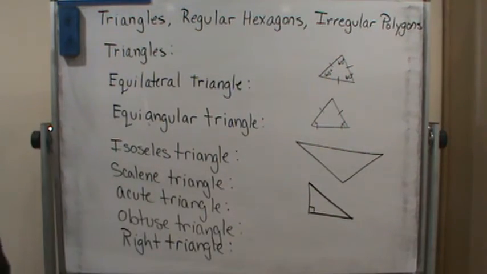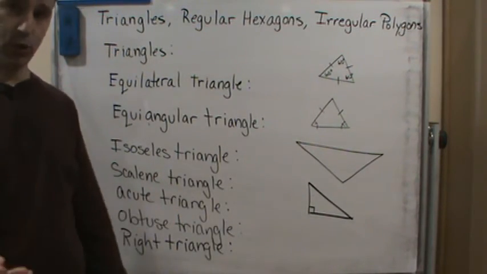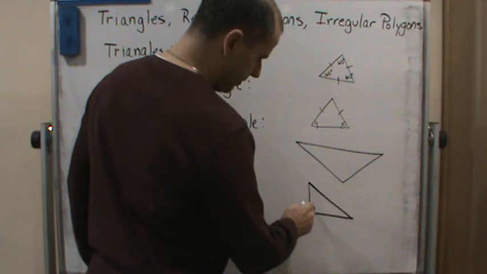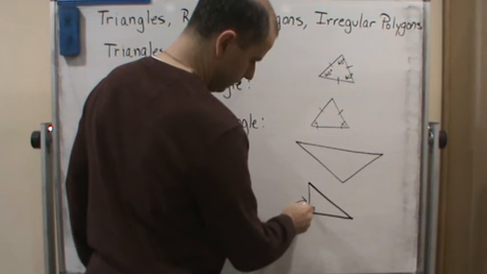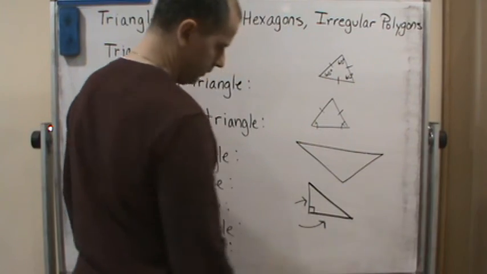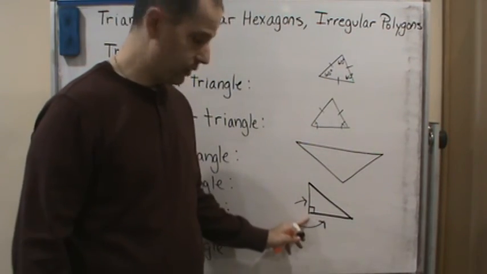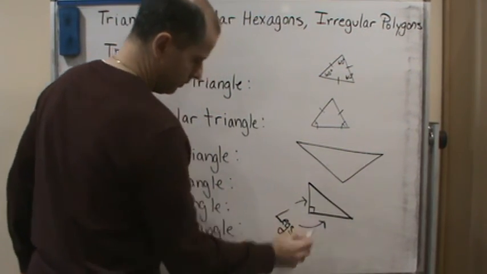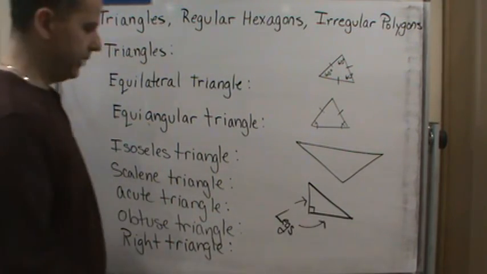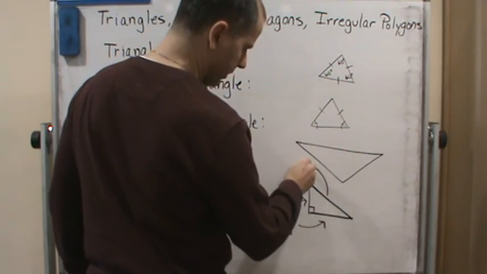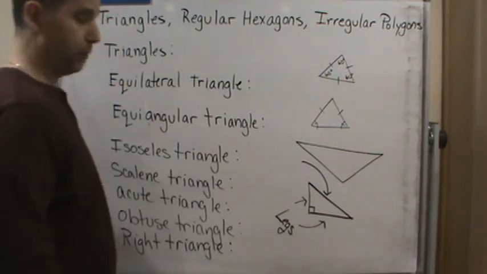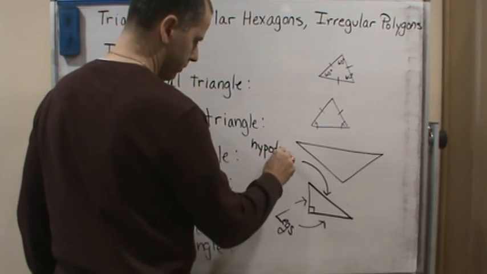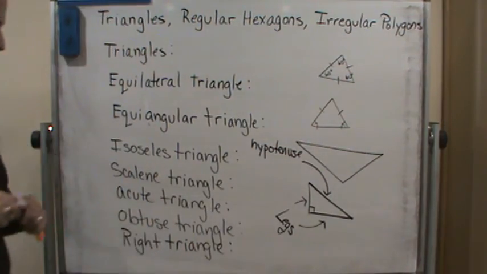Now, when you have a right triangle, you have special naming for the different sides of the triangle. These two sides that are adjacent to the 90-degree angle, the right angle, are called the legs. Those are called the legs of the triangle. The side that is across from the right angle is called the hypotenuse. So make sure you know those.